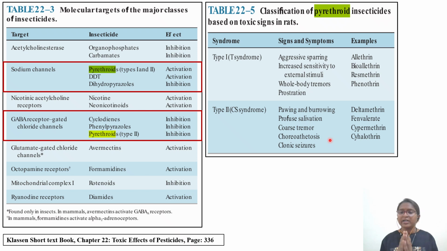So pause here and try to remember the examples also. Sometimes without giving the classification, they might give you some examples with respect to the question. So we have type 1, under which we have allethrin, bioallethrin, resmethrin, as well as phenothrin. Coming to type 2, CS syndrome, we have deltamethrin, fenvalerate, cypermethrin, as well as cyphenothrin. In your exam nowadays you will come across cypermethrin, deltamethrin, and allethrin. At least these three examples try to remember. Sometimes you might get phenylalanine to confuse you.